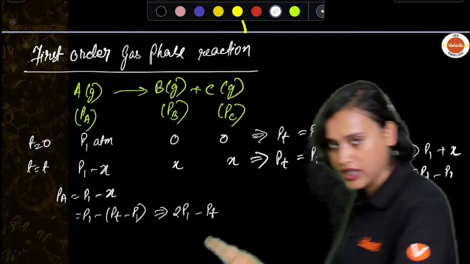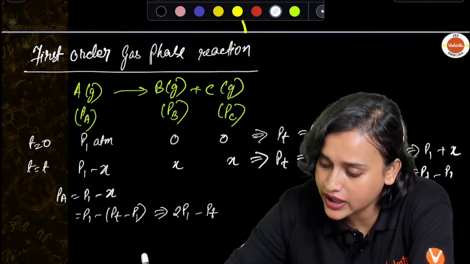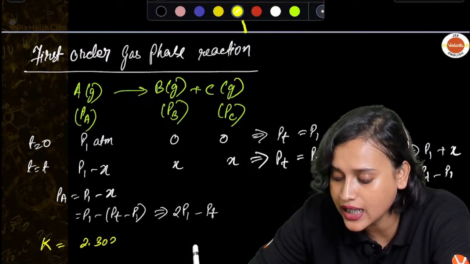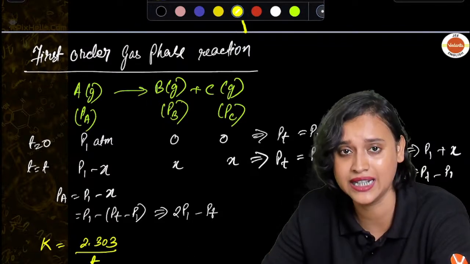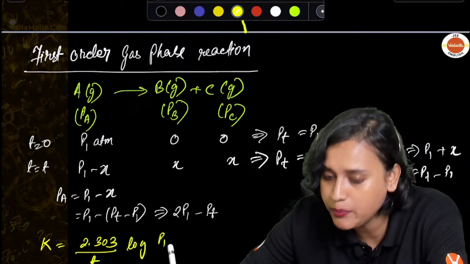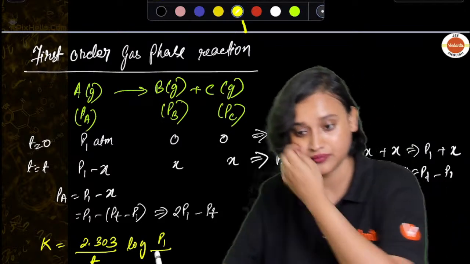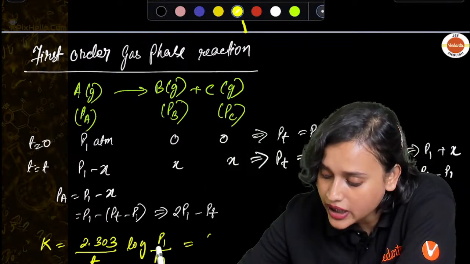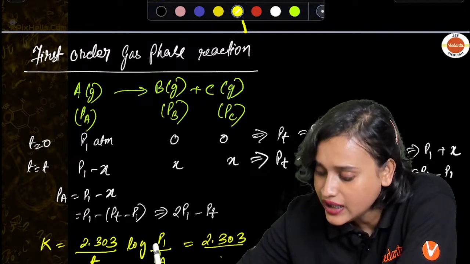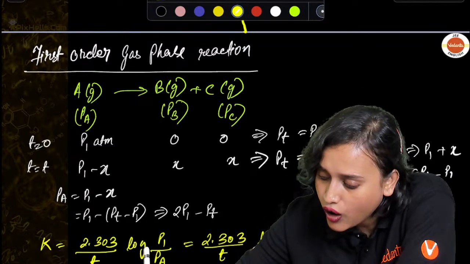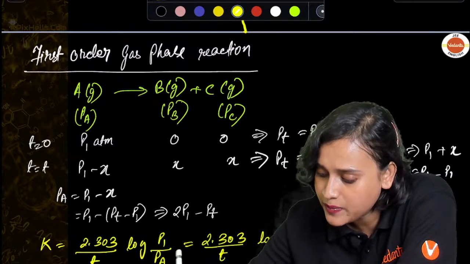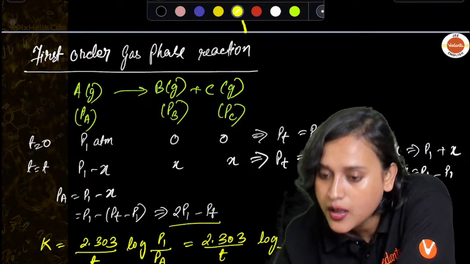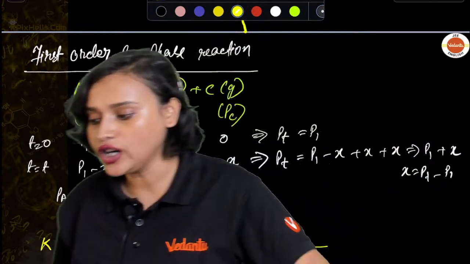Yes. So from here, after doing all of these, now everybody check it out. How do we write it for K? So K is going to be 2.303 divided by T log P1 divided by PA. This will be equal to 2.303 divided by T log of P1 divided by, what is PA? I've just calculated 2P1 minus PT, isn't it? So 2P1 minus PT.